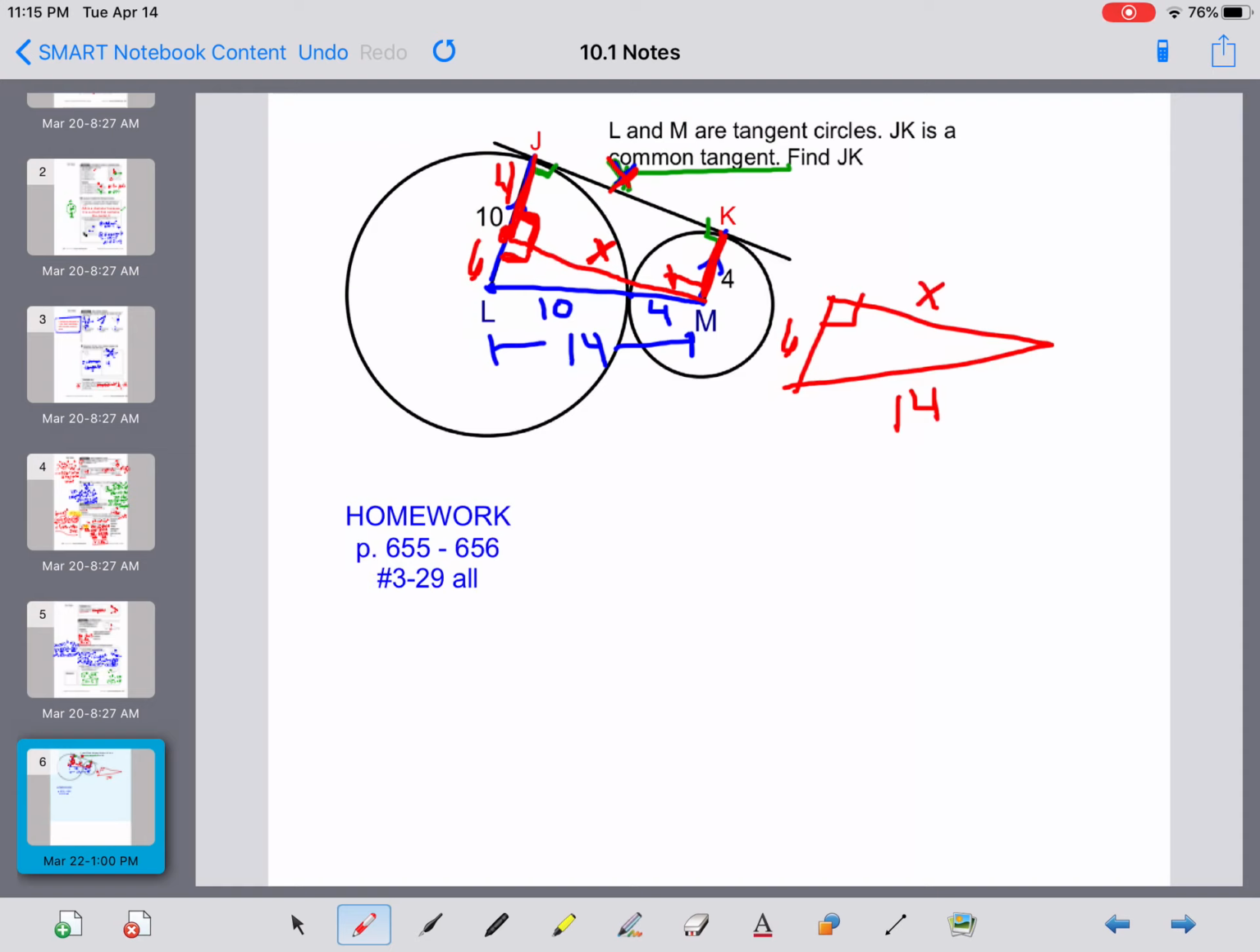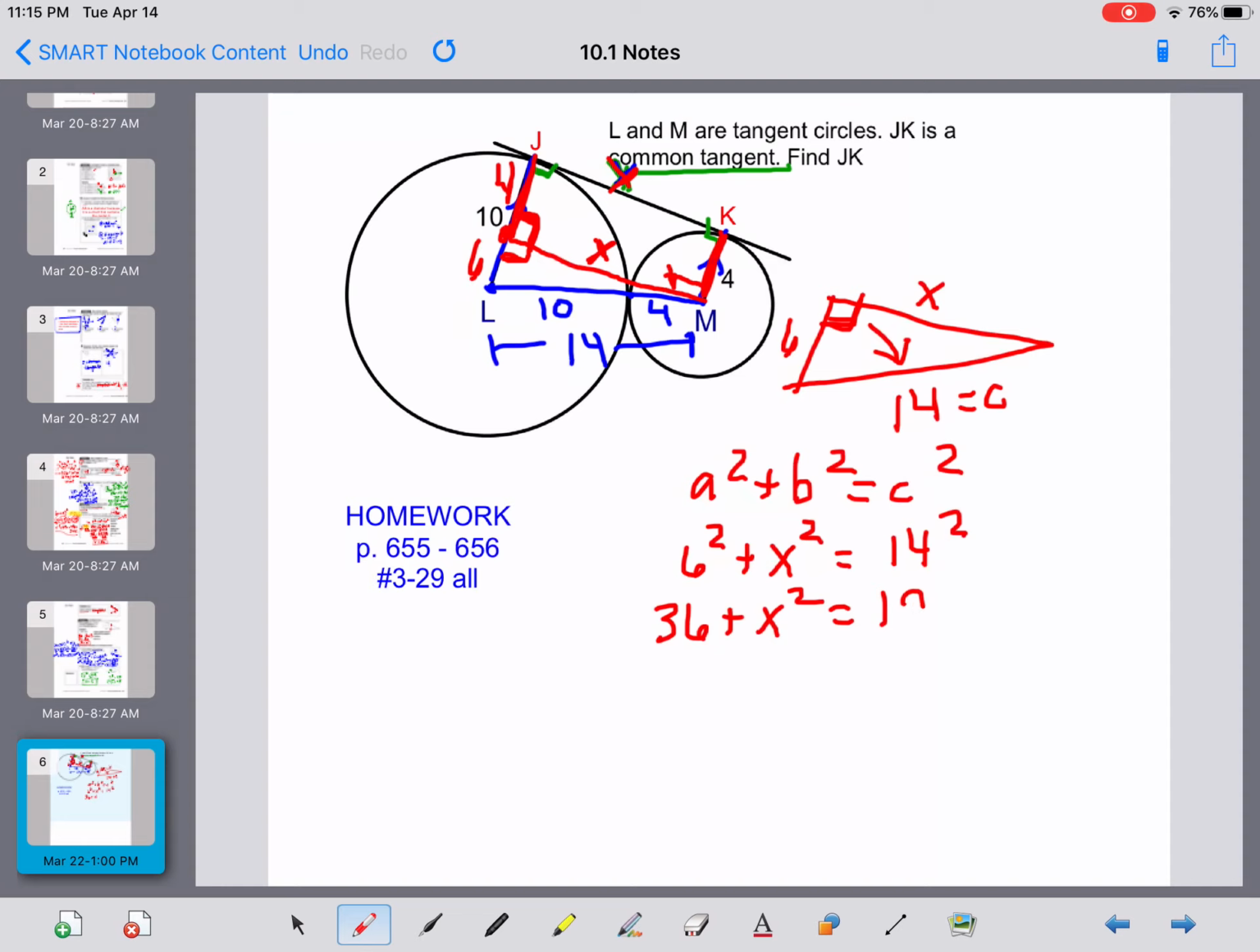I can use a squared plus b squared equals c squared to find my missing side. Now, always know which side is your longest. Since I'm missing one, I don't know what its length is, but I do know where my right angle is, and across from my right angle has to be my hypotenuse, which is my C. So that gives me 14 for my C, and I can mix or match my 6 and my X for my A and my B. 6 squared is 36. 14 squared is 196. I can subtract my 36 here, and I get 160.